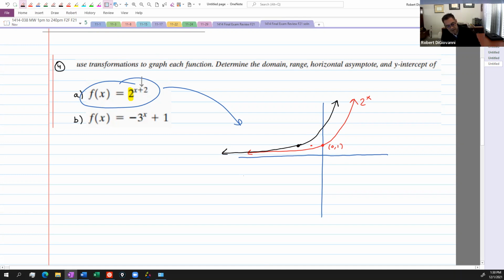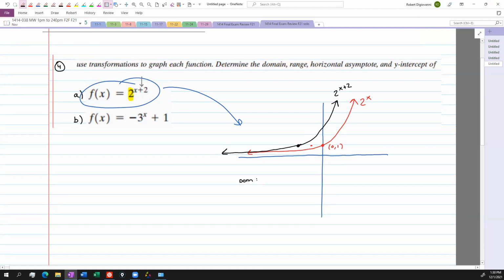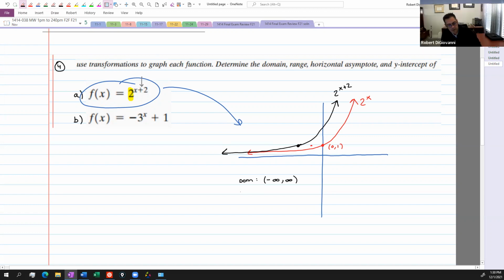So what's the domain of this? This is 2 to the x plus 2. What's the domain? Negative infinity to infinity. Everything, right? Yep. Negative infinity to infinity. Good. All right. What's the range of this?